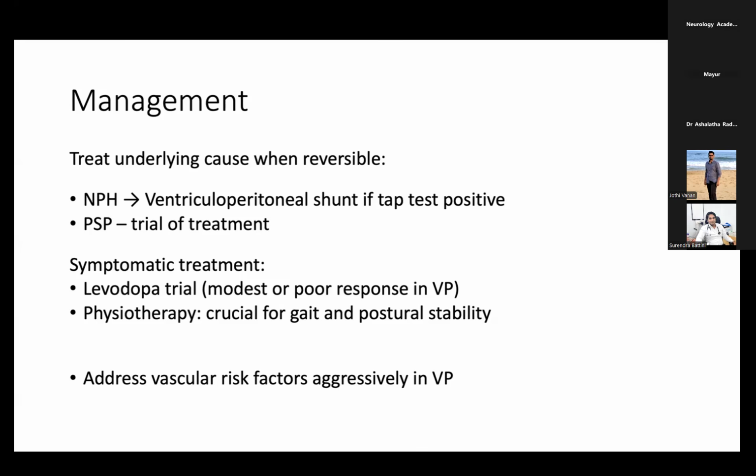Physiotherapy can be given, which is crucial for the gait and postural stability of the patient. We have to address the vascular risk factors aggressively in the case of vascular Parkinsonism.